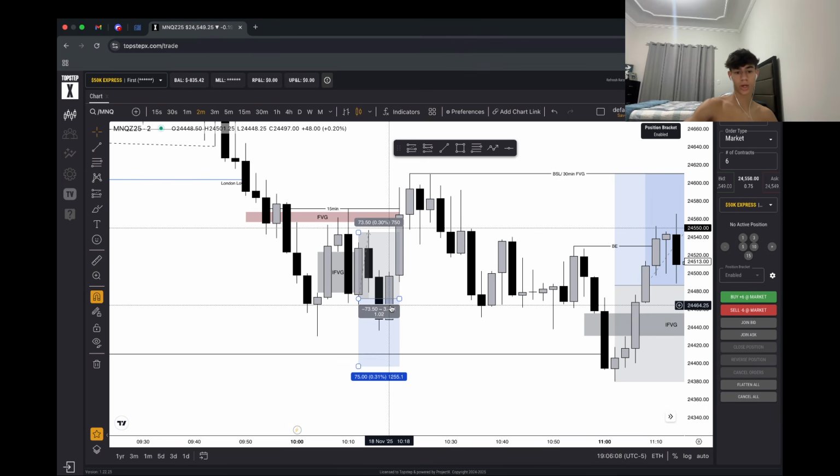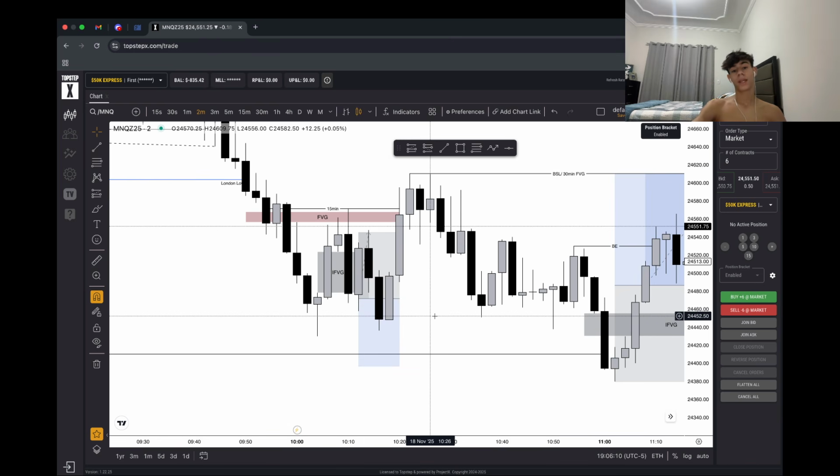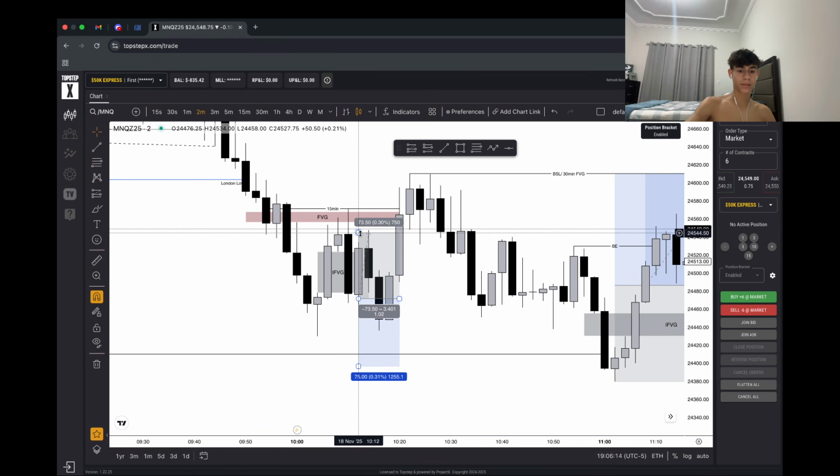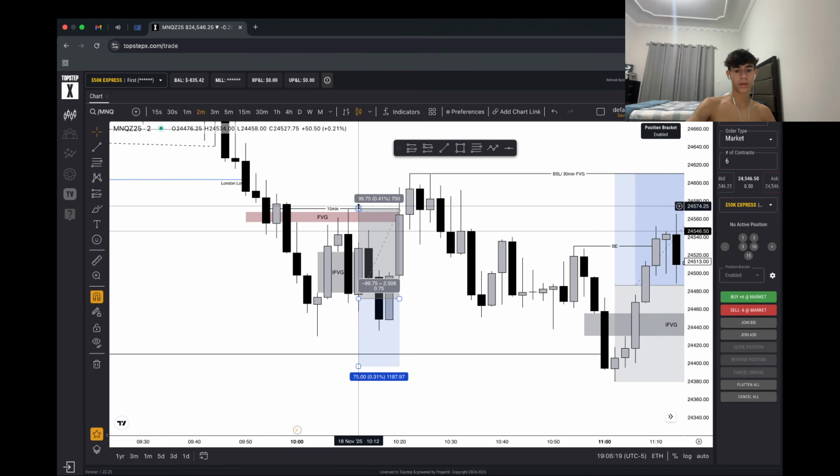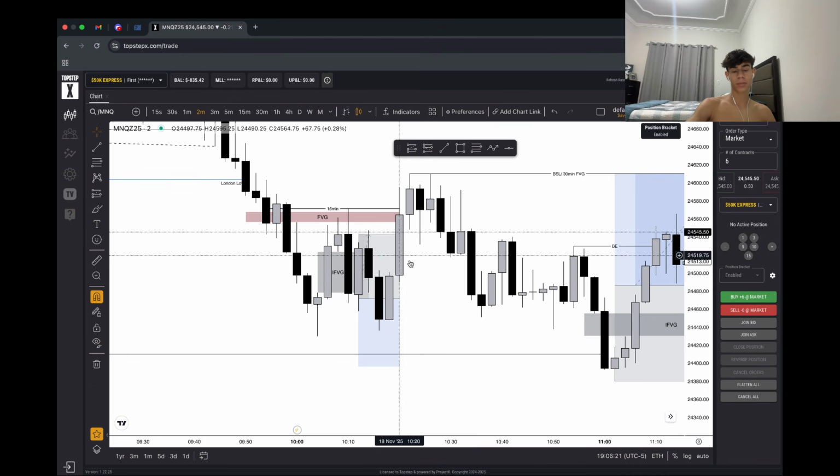I'm risking 250. Now I made a few mistakes with this trade. One, I did not realize we had an SMT with that 5-minute gap, so my stop loss should have been up here, but it wouldn't have changed anything. But my stop loss was at the body candle closure.